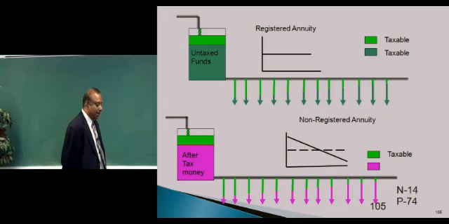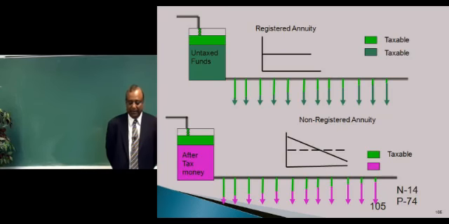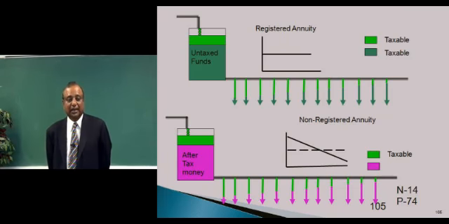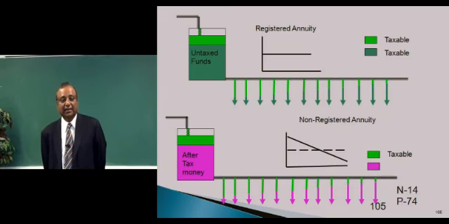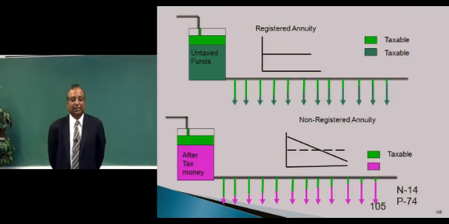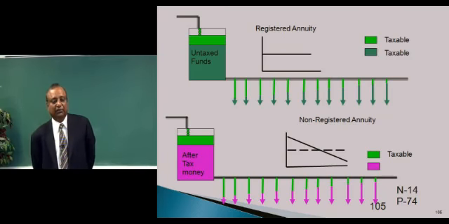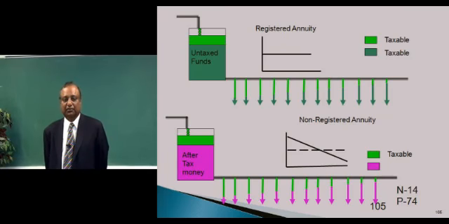Whereas if I am buying an unregistered annuity, that means I am buying it out of my own after-tax dollars, then only the interest that I earn in the annuity phase has not been taxed. So when I get this payment, I get the interest and the principal component. I need to pay tax only on the interest component. I need not pay any tax on the principal because it's already my after-tax dollars.